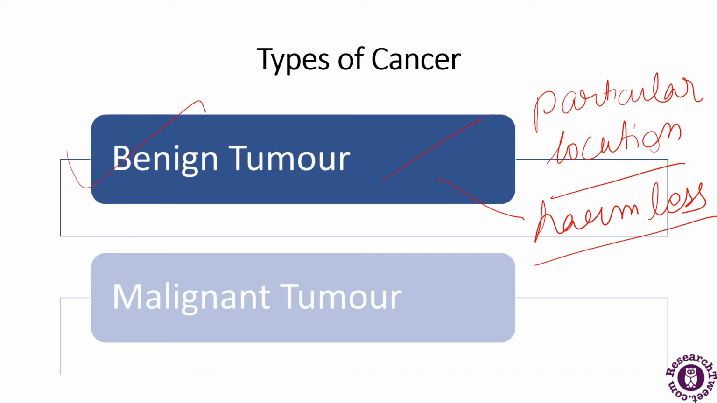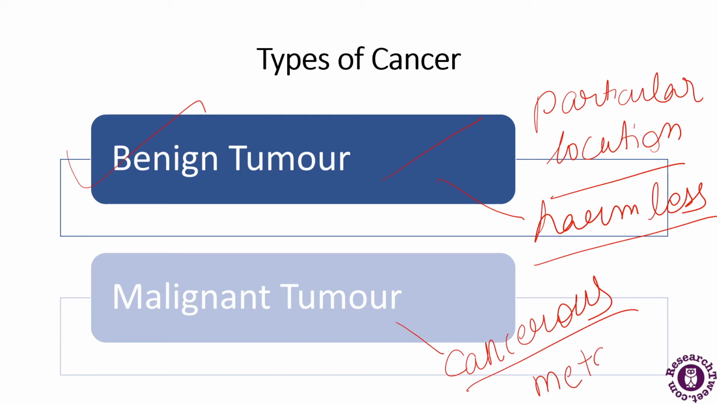The malignant tumors are cancerous in nature, meaning that they will grow quickly and spread to other tissues of the body. The ability to spread is called metastasis. Usually cancer cells metastasize when they get into the bloodstream or the lymph nodes and form secondary tumors across various sites in the body. So this is what the types of cancer are.